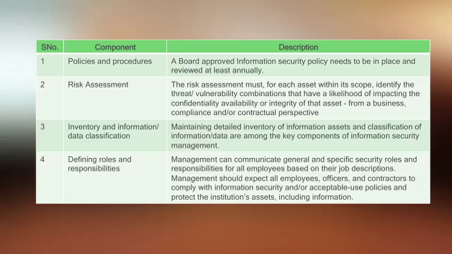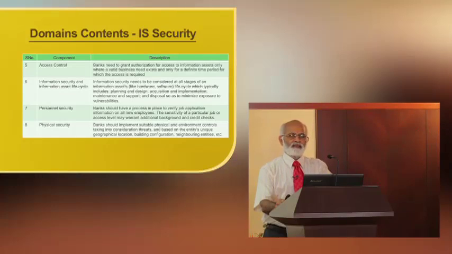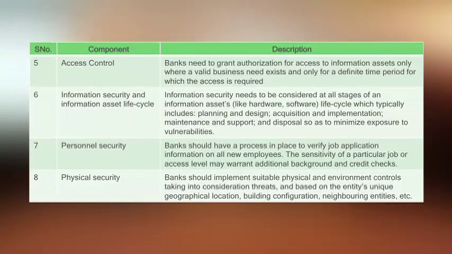Okay. Defining the roles and responsibilities. Why roles and responsibilities? Who can authorize? The roles define who can authorize and who will approve, and what is the accountability if any transaction goes wrong. This is decided in the roles and responsibilities. Access control for what? Access control for the systems, access control to the facilities, etc. All access requires a definite requirement, on a need-to-know basis. Information security and information asset life cycle, personnel security, physical security.